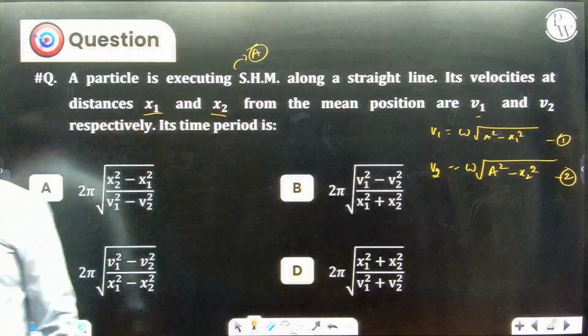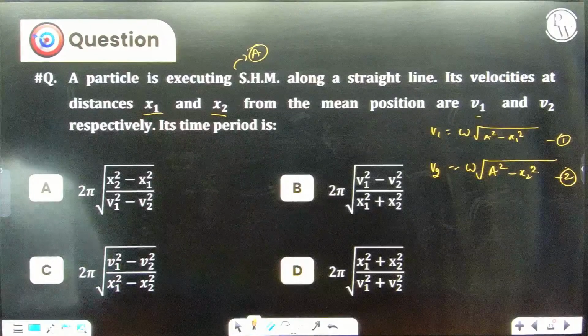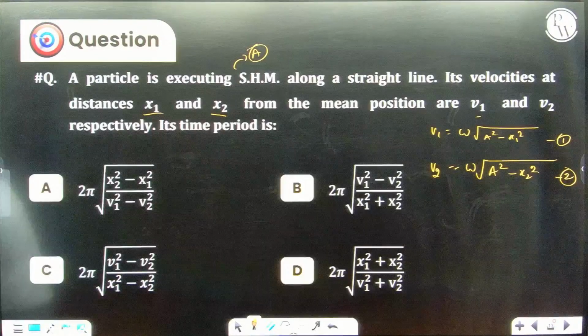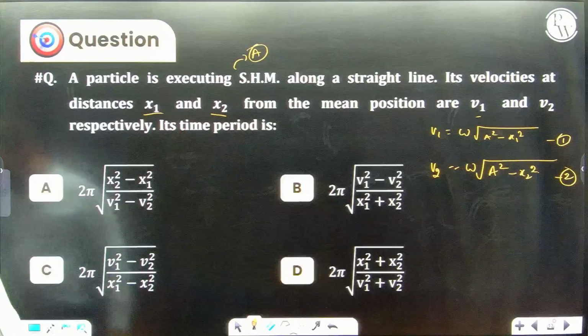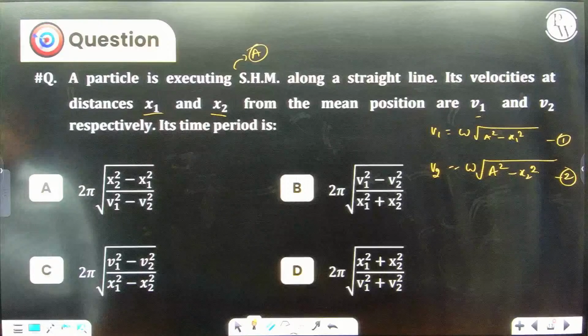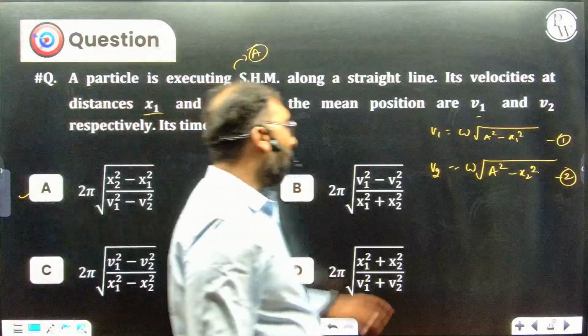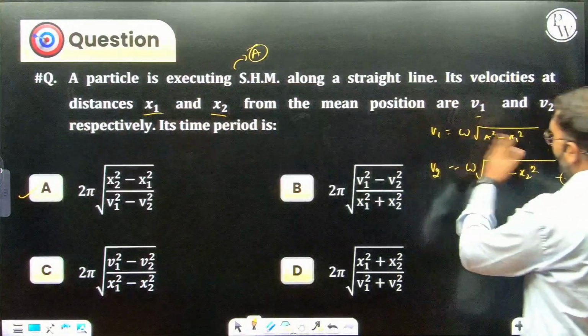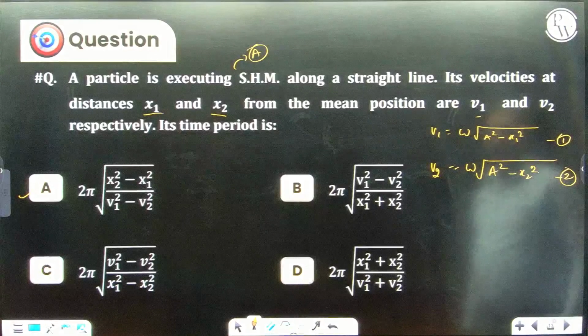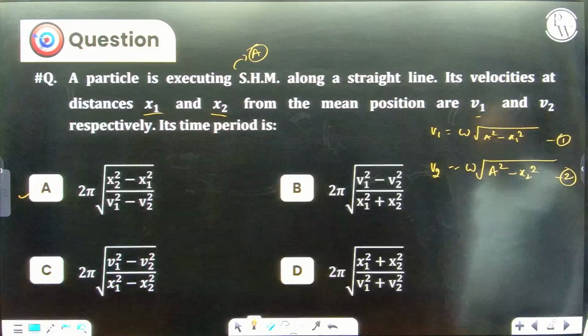So I'll tell you the answer for this question, and you can complete the solution, okay? The answer to this problem is the first option A. You will just solve these equations, you will get it, okay? You will square both the sides, and then you will get it, okay?